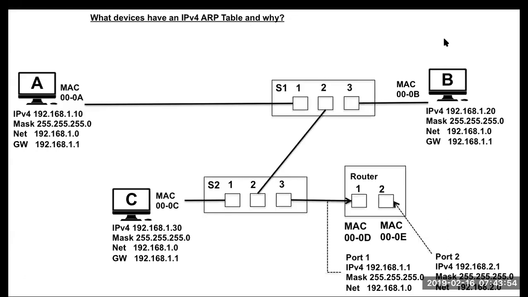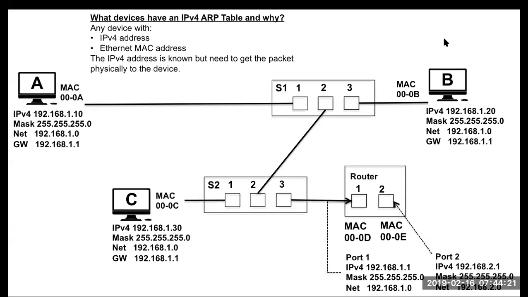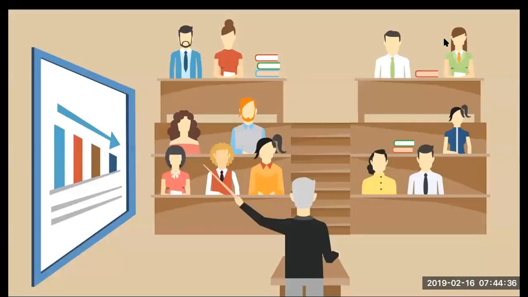What devices have an IPv4 ARP table and why? Well, any device with an IPv4 address and an Ethernet MAC address is going to need an IPv4 ARP table. It's going to need that to resolve what IP address it needs to send the packet to and the destination MAC address so it can send it from its own NIC card to that NIC card. Generally this is when the IPv4 address is known, but we need to get the packet physically to the device. We need to know its MAC address.